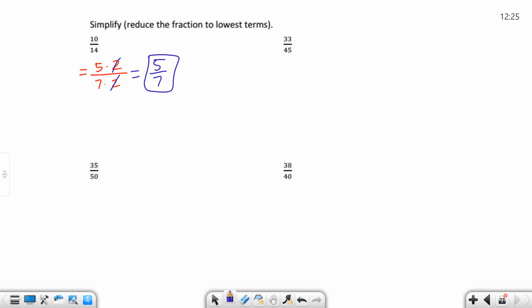And then you ask yourself again, do 7 and 5 or 5 and 7 have anything else in common? And what I mean is a factor, something that divides into both of them. And the answer is no. So 5/7 is simplified or reduced to the lowest terms.